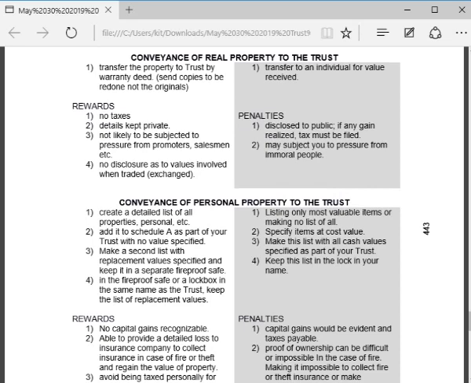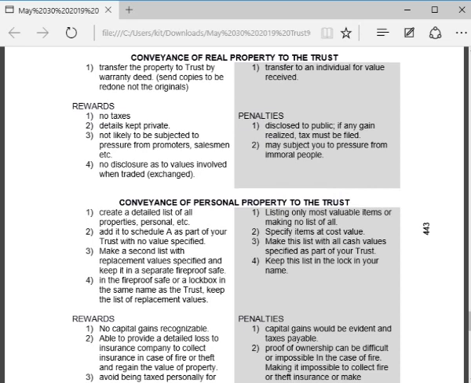Conveyance of personal property to the trust. 1. Create a detailed list of all properties, personal, etc. 2. Add it to a schedule as part of your trust with no value specified. 3. Make a second list with replacement value specified and keep it in a separate fireproof safe. 4. In the fireproof safe or lockbox in the same name as the trust, keep the list of replacement values.